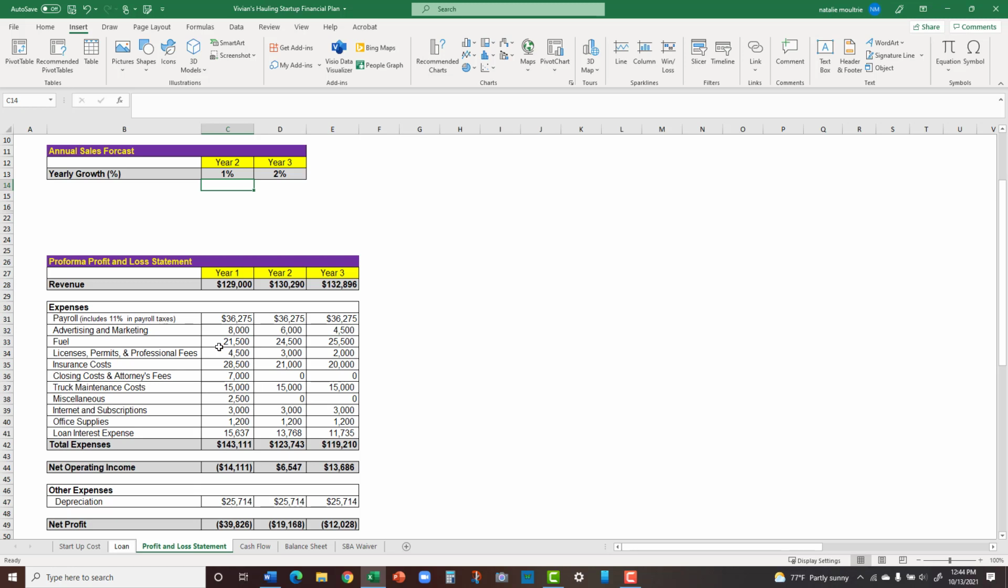Fuel is a huge cost. For those of you that are going to use this spreadsheet for fuel, this is basically saying for every day that you run, you're going to spend somewhere around $100 a day in fuel for your dump truck.